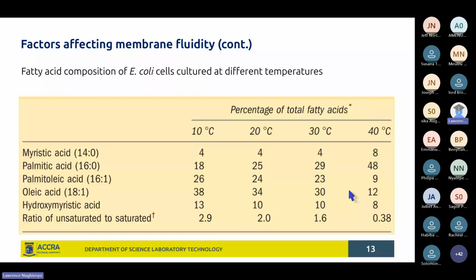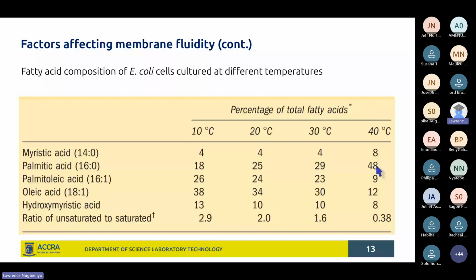All of them are unsaturated, because 18:1 is an unsaturated fatty acid. So as the temperature increases, you have some reduction of that. But interestingly, you have palmitic acid, which is having no double bond in it, that is saturated. You see that it is in high amounts for the E. coli that was cultured at 40 degrees Celsius. It's having a high amount of this palmitic acid in there.